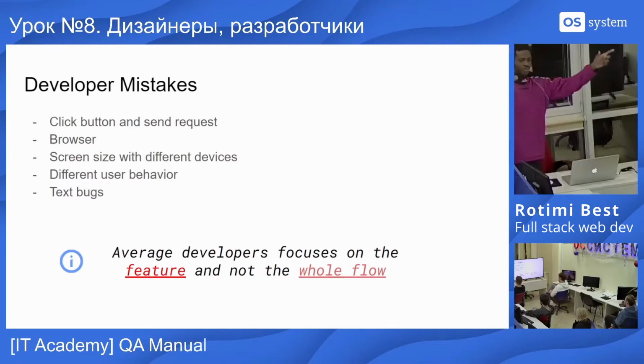I said feature and whole flow. They're two keywords. Developers focus on the feature and don't focus on the whole flow, the whole application. So the colors are different. So yeah, that's it. Don't worry, this is the only test I'm giving you. There's no other bug on this page.